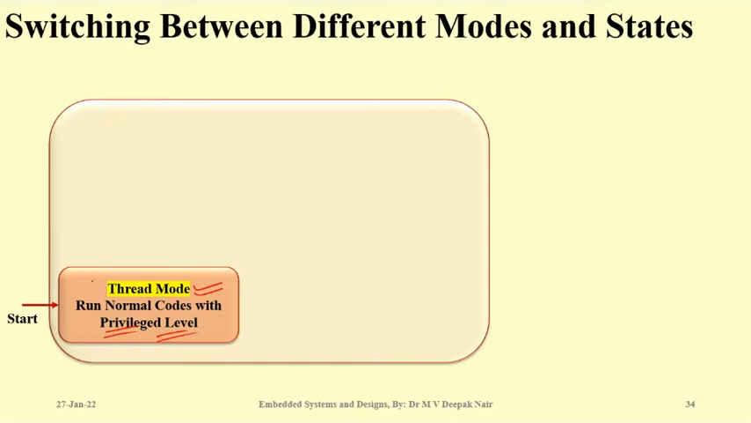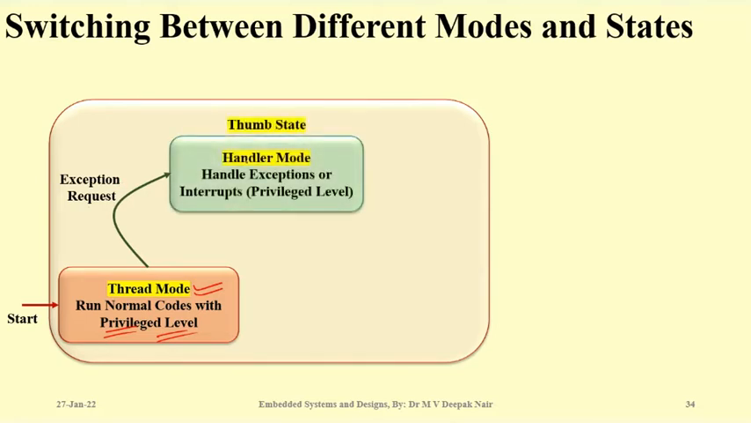Then when your program starts running, it might be possible that you require some interrupt. When there is an interrupt, or we can say exception request, then what happens? It goes into the handler mode, because now you are going to handle exceptions. So from thread mode you can directly go to handler mode also, in which you handle the exceptions or interrupts. Still you are in privileged level. That means still you can access all the registers and resources of your microcontroller board.